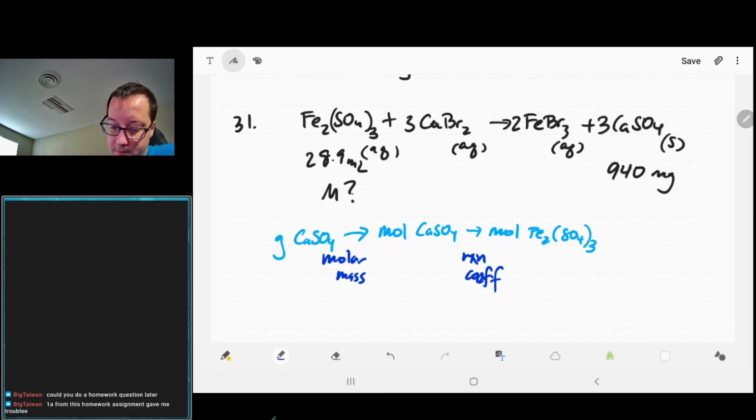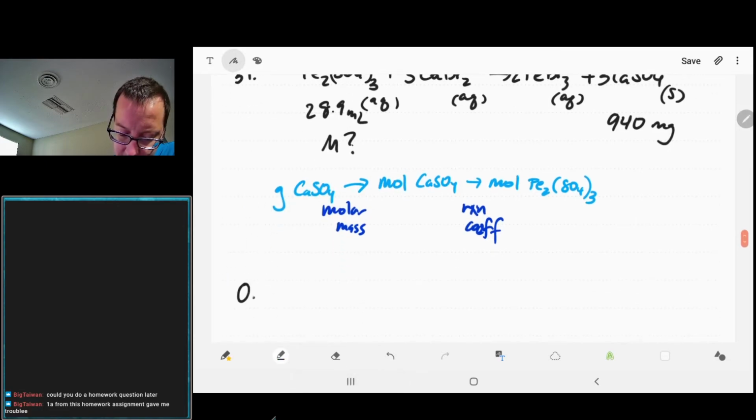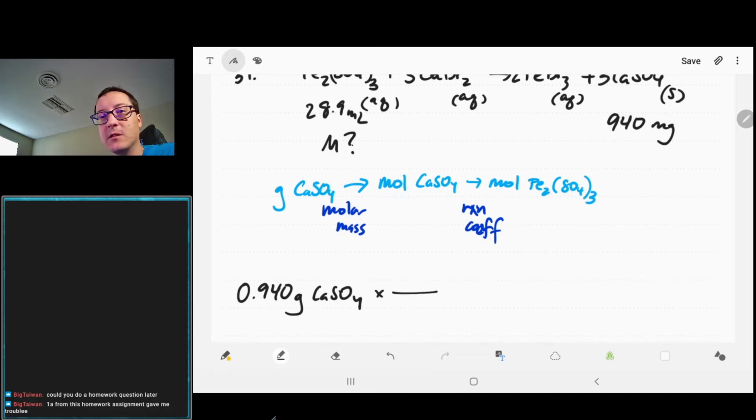Alrighty, so 0.940 grams. Again, I'm zipping through that metric thing. That should not be too bad for you guys. Calcium sulfate's molar mass is, where are you? 136.14.